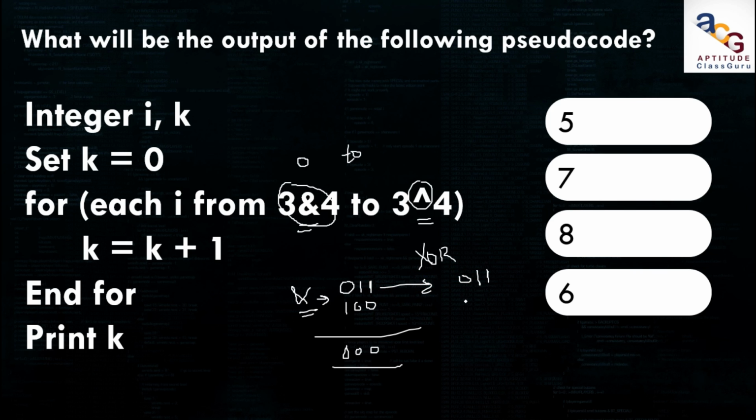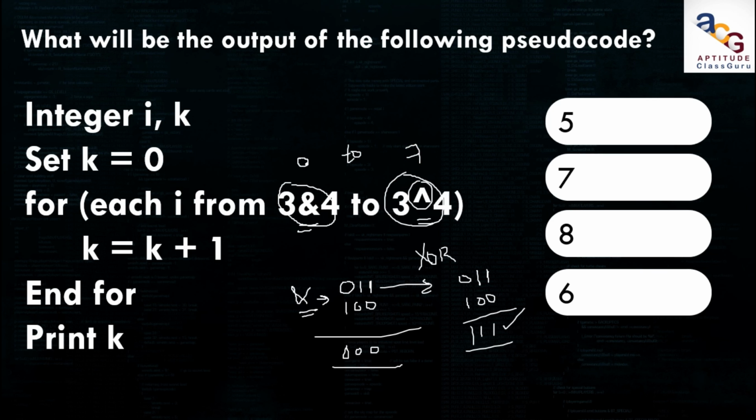What is the value of 4? It's 1 0 0. If both the inputs are different, then output will be true, meaning 1. So 0 1, answer is 1. 1 0, answer is 1. 1 0, answer is 1. If you consider all 3 ones as binary, the actual value of 3 cap 4 is 7.